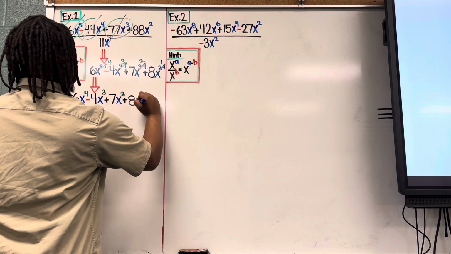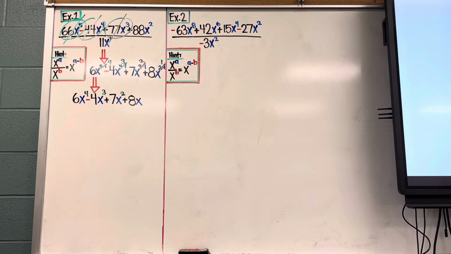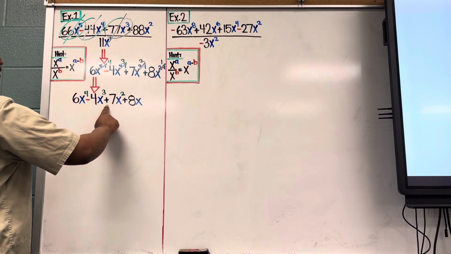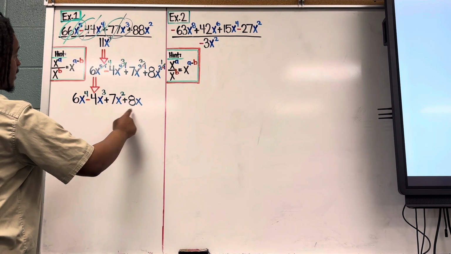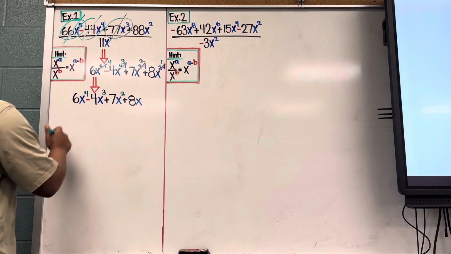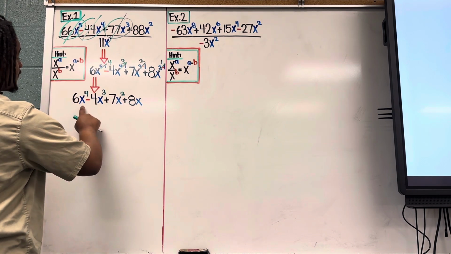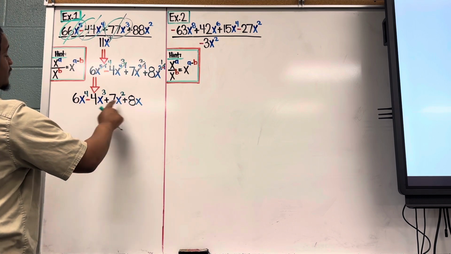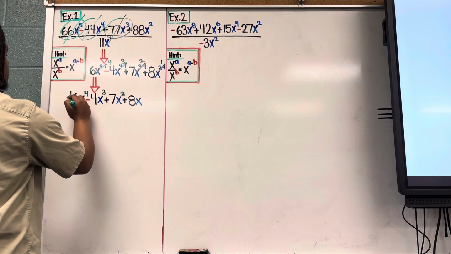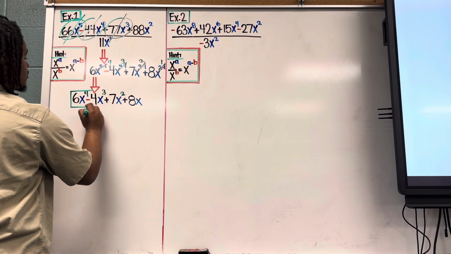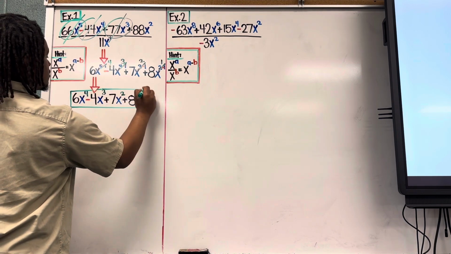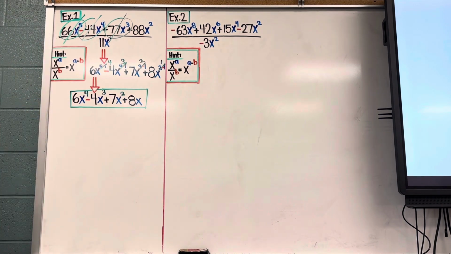All right, so right there is our final answer. 6x to the 4th power minus 4x to the 3rd power plus 7x to the 2nd power plus 8x. That is our final answer. And we cannot combine these like terms because the variable, which is x, is to two different powers. So we cannot combine them. This is the simplest form. All right. So this is how we divide polynomials.